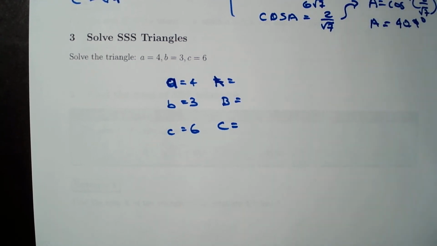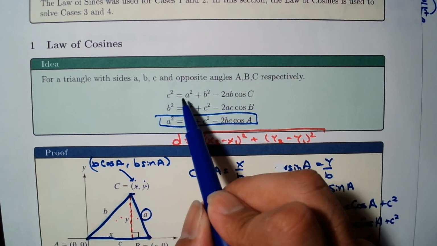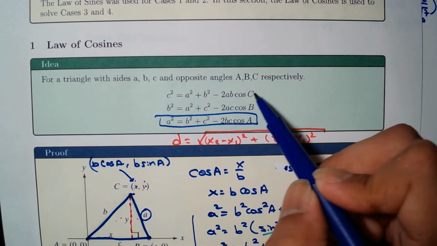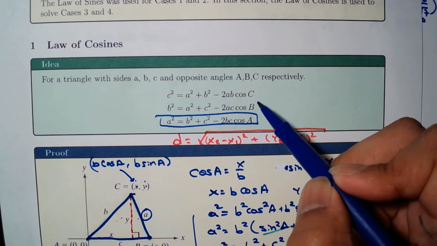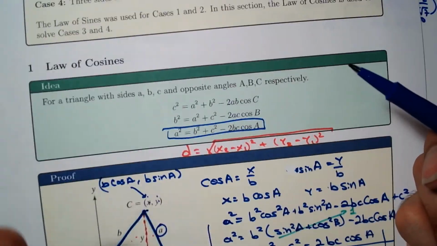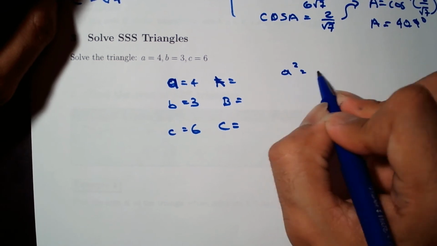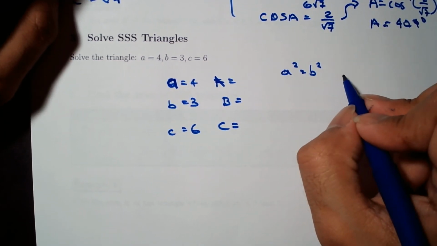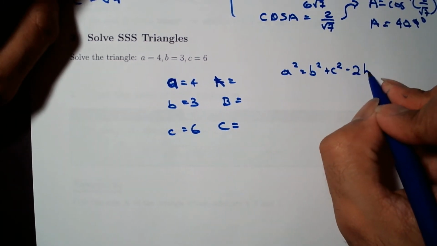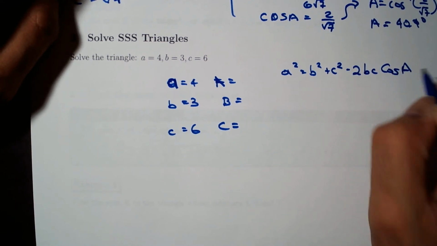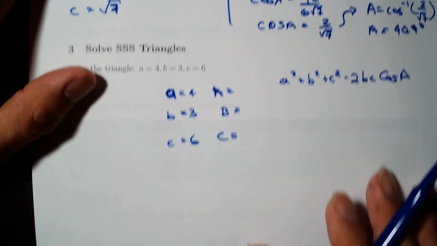Well, which one are we going to use in this case? We're going to use it twice because we know the three sides. So knowing the three sides, we can use the third one to find the angle A, and then the second one to find the angle C. So I'm going to start with the third one. A squared equals B squared plus C squared minus 2BC cosine of A.